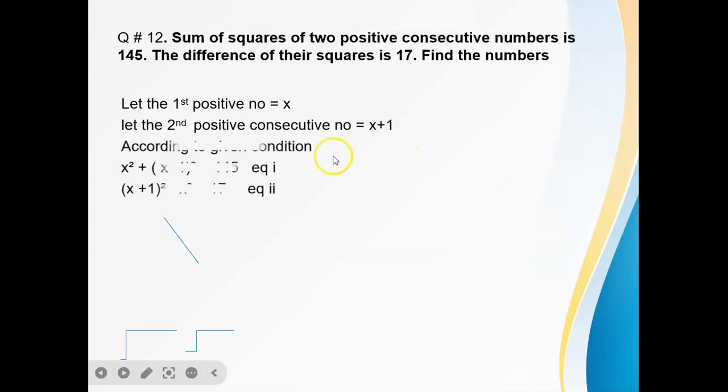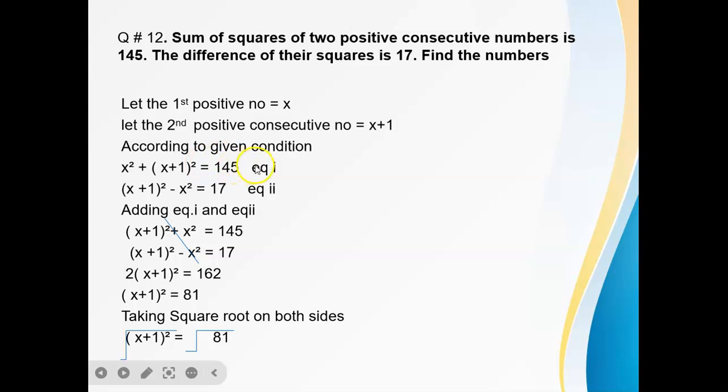According to given condition, we have to take the sum of squares of two positive consecutive numbers. So we have added them, we have taken a square of them, and according to the question, the sum of square of two positive consecutive number is 145. आपने first equation form कर ली, and then the difference of their squares is 17. तो आपने second equation form कर ली है.